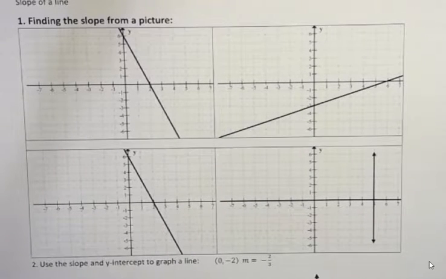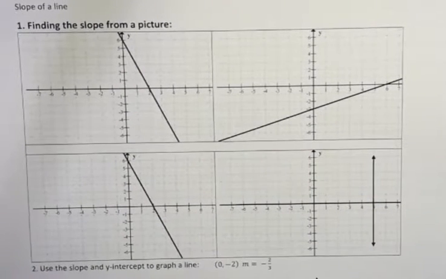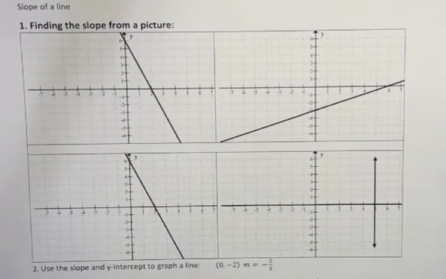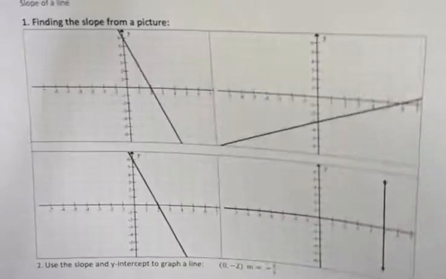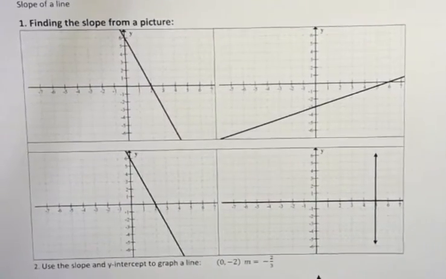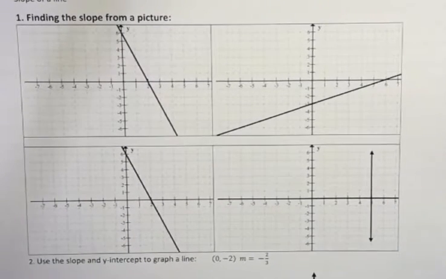Hi, it's Carly McAvoy. In part 6 of the midterm review, I'm talking about slope, finding the slope of a line from a picture, and using the slope to graph a line. So if you don't need any review on slope, you might want to just move on.